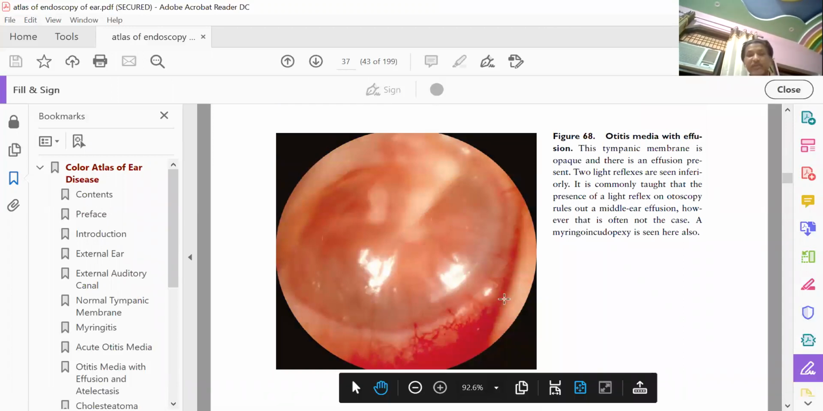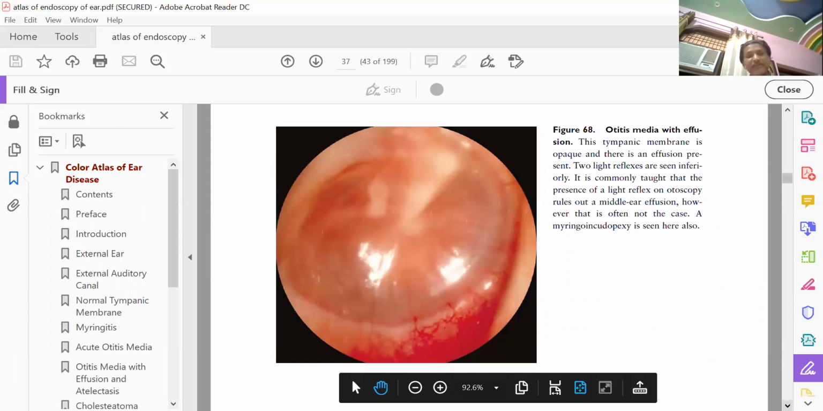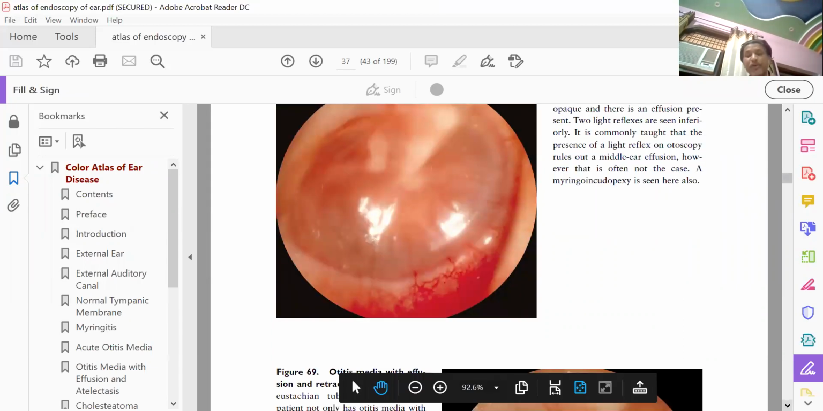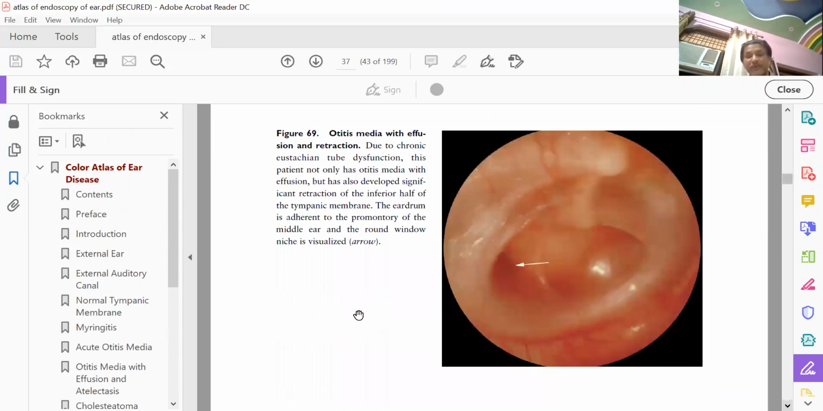Another picture, there is a vascular congestion of the inferior quadrant. This is the long process of the incus. This will head out the stapes. So by and large, this is a clear cut endoscopic, very common appearance of the blue ear or secretory otitis media with effusion pathology.